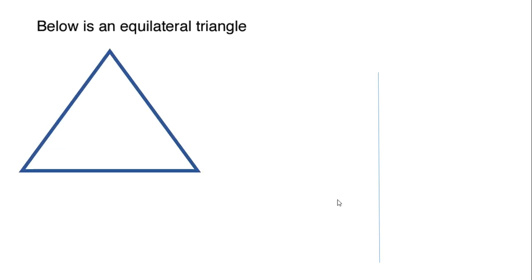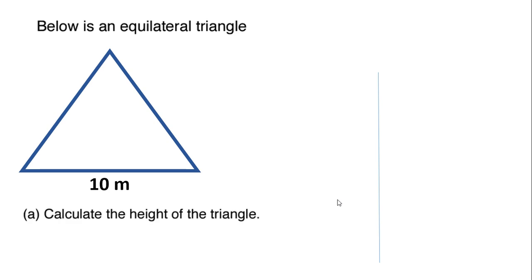So today's question is: below is an equilateral triangle, as you can see right here, which has the length of the base as 10 meters. Part A: calculate the height of the triangle. And part B says calculate the area of the triangle.